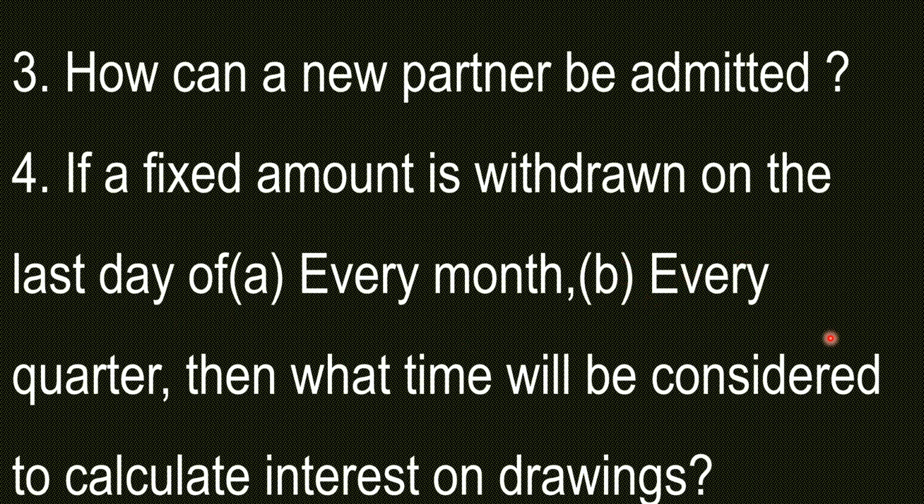Now, if it is the last day of every quarter, when it is quarter, if it is beginning, then 7.5 months. If it is middle, then 6.5 months. If it is end, then the answer is 4.5 months. So you have to remember this, monthly basis and quarterly basis. When quarterly basis and the last day, that time it will be 4.5 months. If it is beginning, then 7.5.